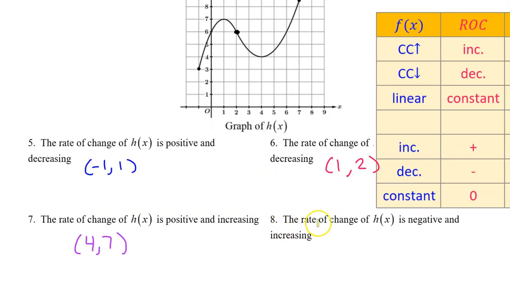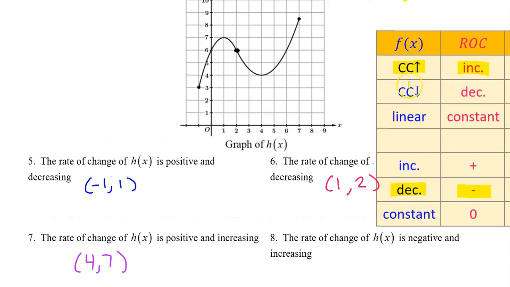Number 8. Where is the rate of change of h of x negative and decreasing? Well, the rate of change will be negative wherever h of x is decreasing, and the rate of change will be increasing wherever h of x is concave up. So, where is h of x concave up and decreasing? H of x is concave up on this interval, and then it is also decreasing on this interval. So that's from 2 to 4.